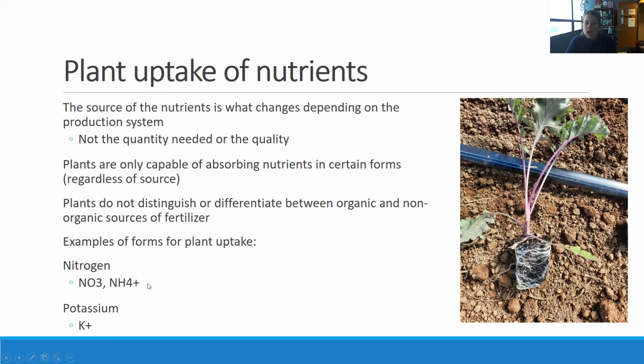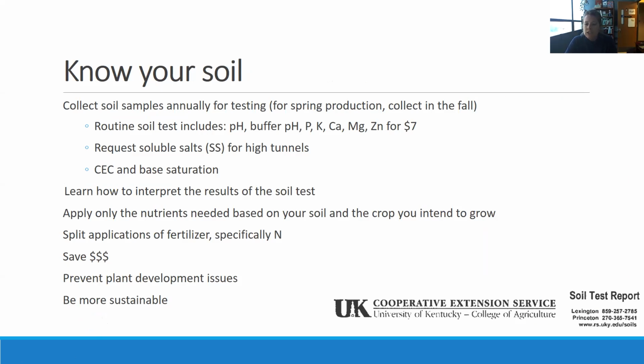So plants do not distinguish or differentiate between organic and non-organic sources of fertilizer. The examples of the forms for plant uptake, right, would be, potassium is a K+, that's a positive ion. That's how the plant takes it up. Okay, so we've gotten that out of the way.